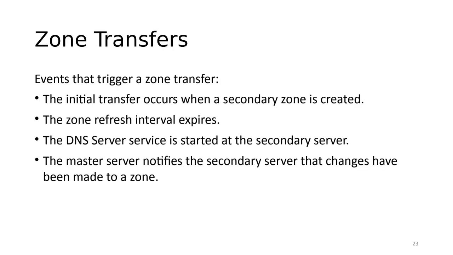Some events trigger a zone transfer, and the system should do it. It's not optional, it has to be done. What triggers that? The initial transfer occurs when a secondary zone is created. When you create a secondary zone, it will copy the primary zone to it. That's why we are creating a secondary. One of the options is that it will transfer.